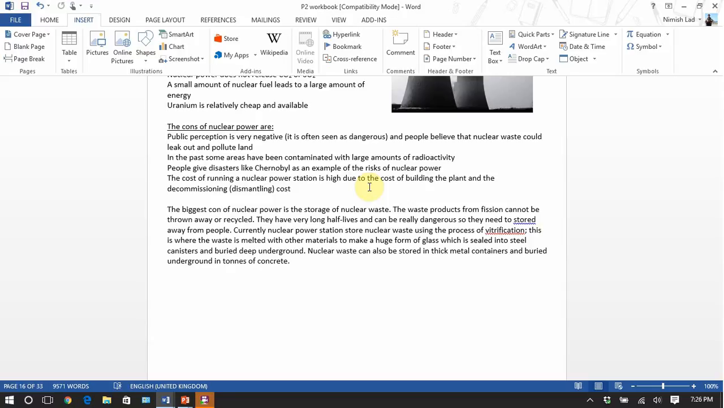They can also put them in thick metal containers and bury them underground in tons of concrete as well. And that's to contain the radioactivity. So the big issue is the storage of nuclear waste and where to put it. That's P2 Topic 6 complete, and that's all of the videos on P2.